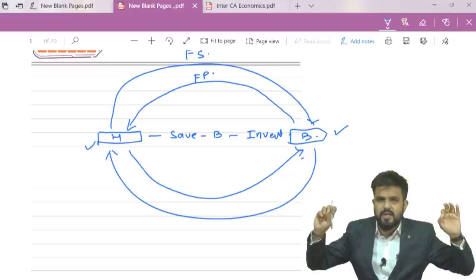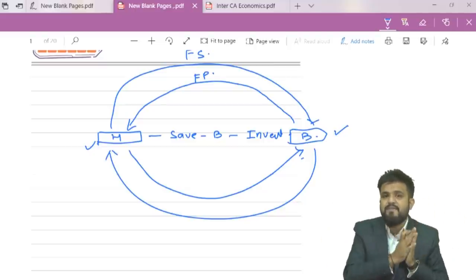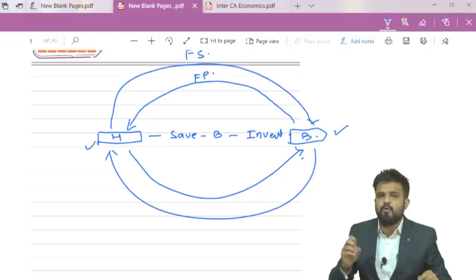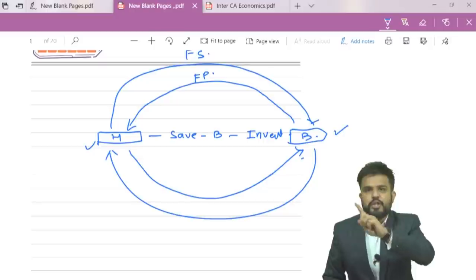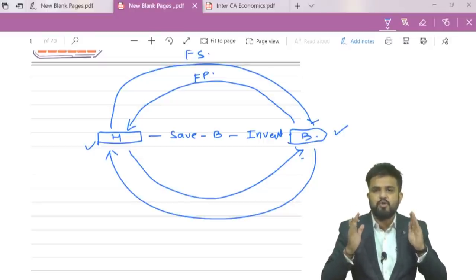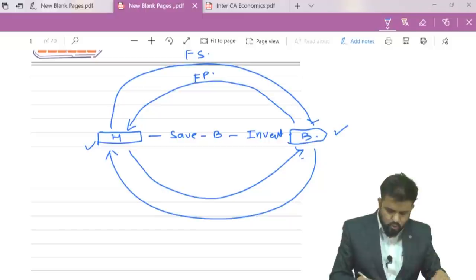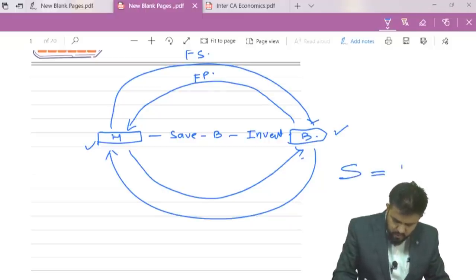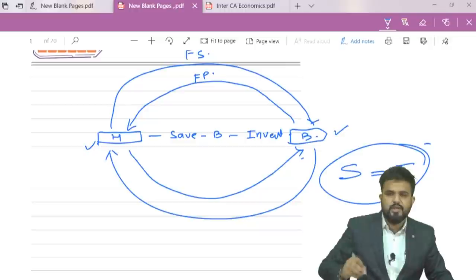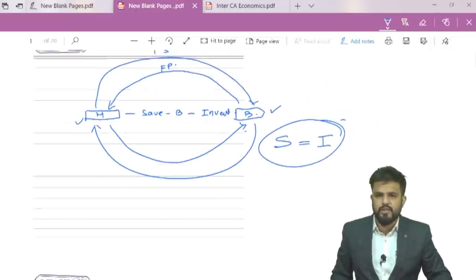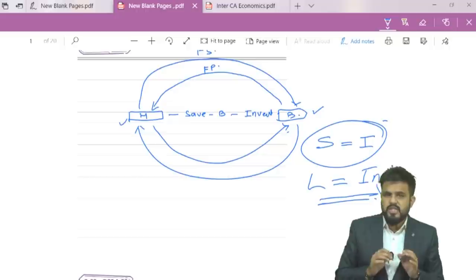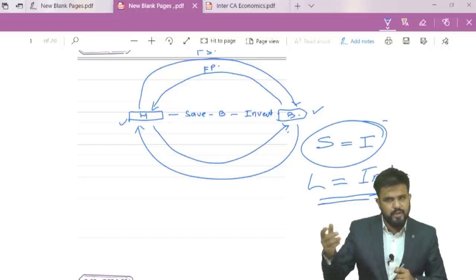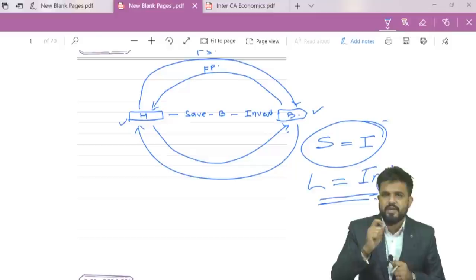One man's expenditure is another man's income. And please remember, if savings are more, it means leakages are more. But if investments are more than savings, I would say more injections. So always remember, injections should be greater than savings. But in two sector, savings are equal to injections, or I would say leakages are equal to injections. So say it this way: savings equal investment, that is, leakages equal injections in two sector.